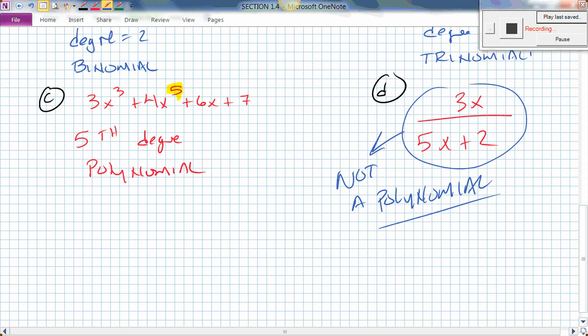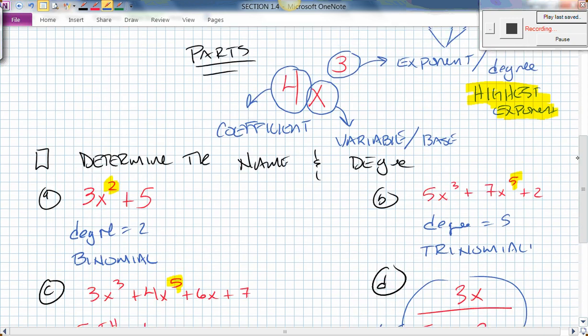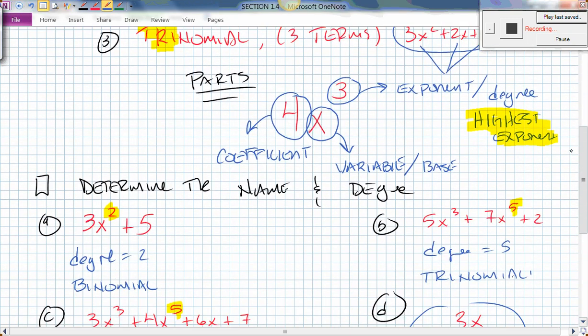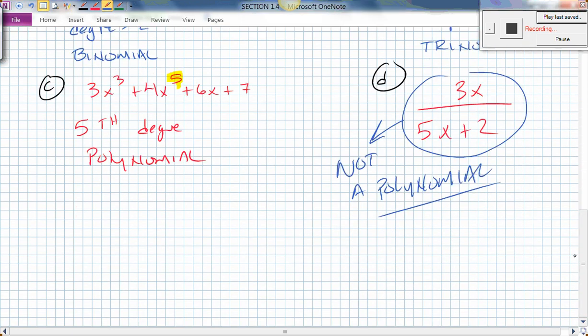All right, great. Now that we know what polynomials are, the 3 basic pieces, the monomial, binomial, trinomial, we've learned the parts, we've learned the degree. Now we're going to start adding and subtracting them. So on to the next box here. Let's add 2 polynomials.